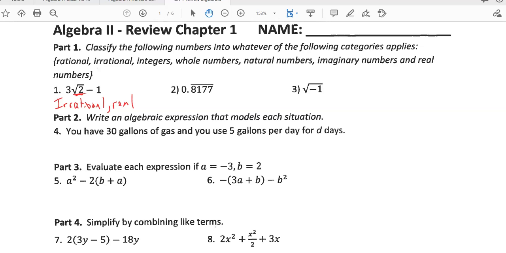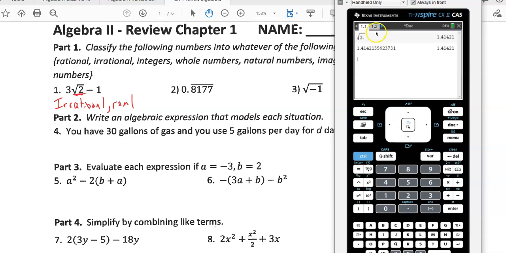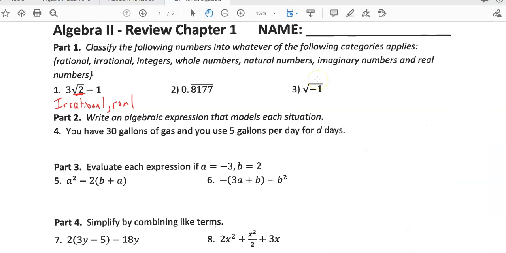This is a repeating decimal. So any repeating decimal can be written as a fraction. Just for fun, I wrote this one as a fraction. It is 8177 divided by 9,999. That's equivalent. Any fraction is also rational. So this is definitely rational. And any rational number is also real.